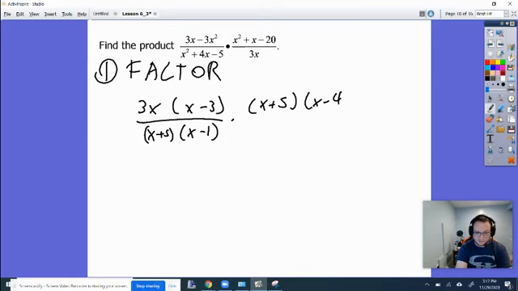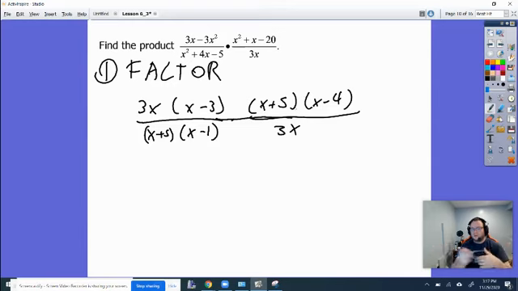X minus 4. Okay, now at this step, if it's multiplication, just put it all together. Remember, multiplication just multiplies across. So step 2, put it together.